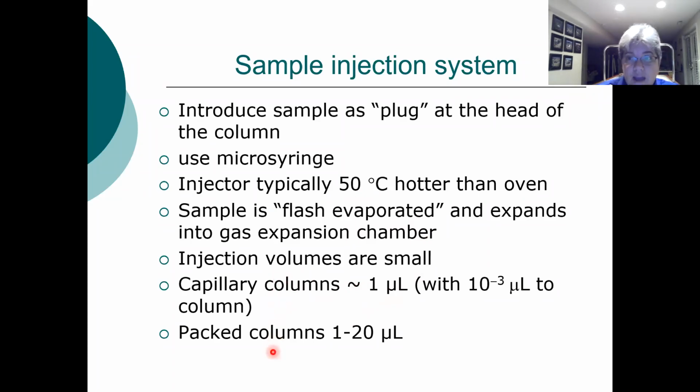Here are those two kinds of columns. So the capillary column, we only put maybe 1 microliter, very small amount, and actually even smaller amount actually goes to the column. Packed columns are a little bit bigger, but still we're talking about microliters. So these columns, when we're putting the sample on them, we are putting very, very small amounts.